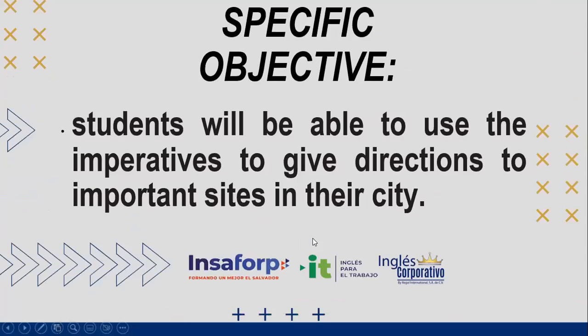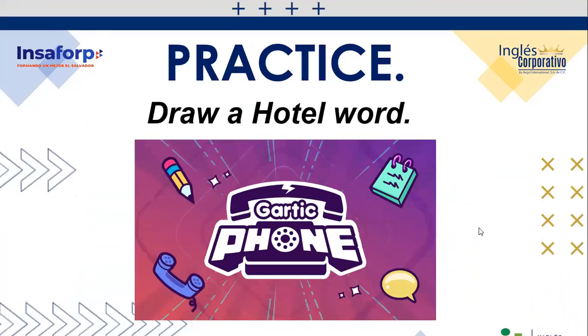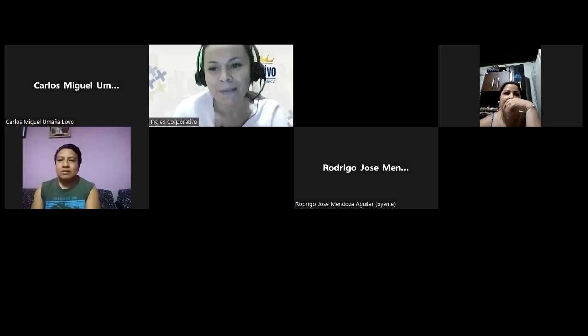Today we are going to talk about this topic that is very interesting, that is imperatives, and we are going to give some directions, and we are going to see and study some directions and also places, and prepositions as well. So it says that today you will be able to give directions to other important sites in their cities, okay? We were supposed to do this one. We are going to do it a little bit different, okay?